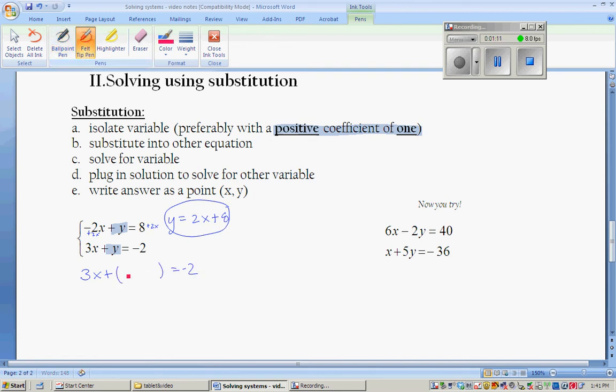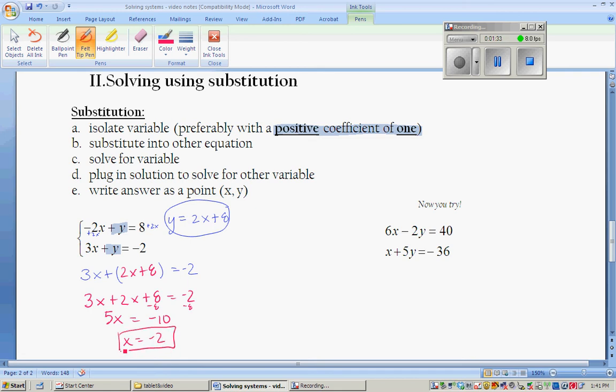2x plus 8. Now in this case, we don't need the parentheses because nothing is outside. And now we have an equation that has only one variable, and we're ready to go. So 5x is going to equal -10. So x is equal to -2.